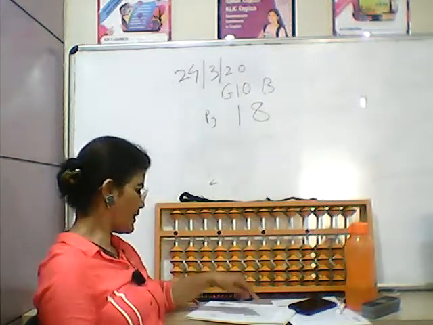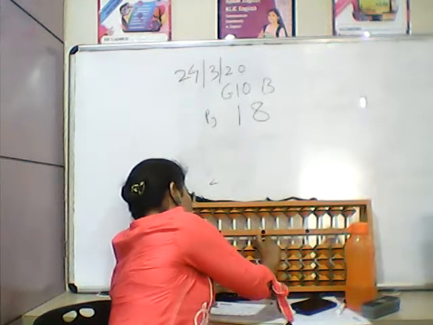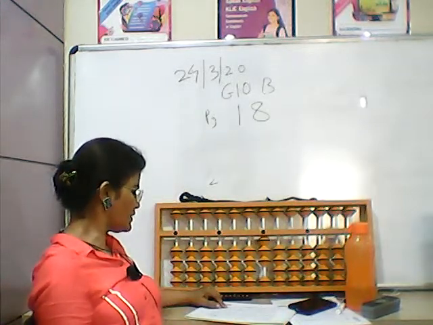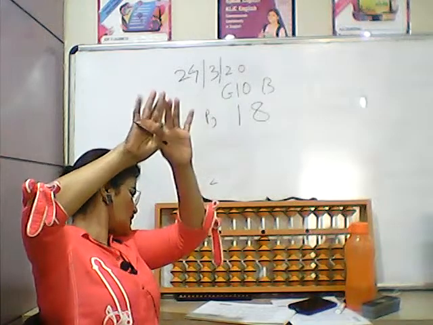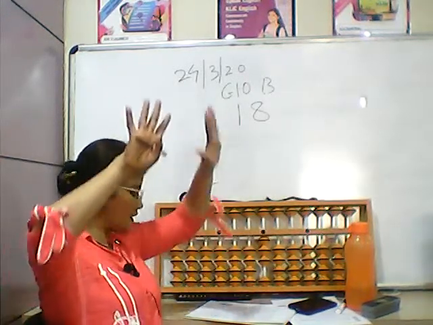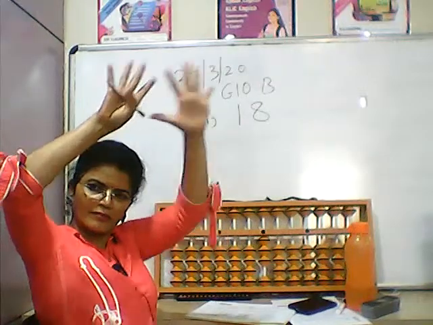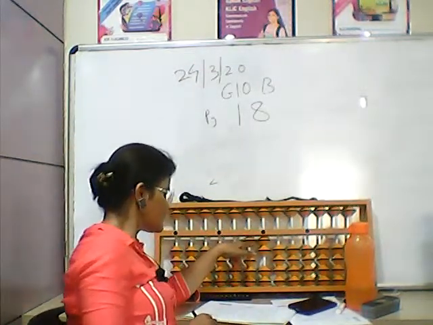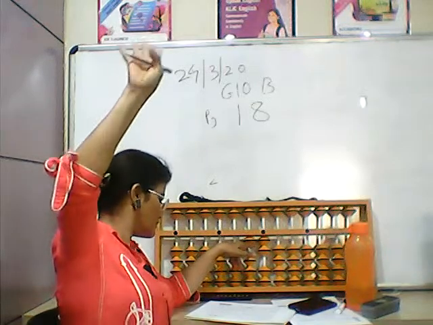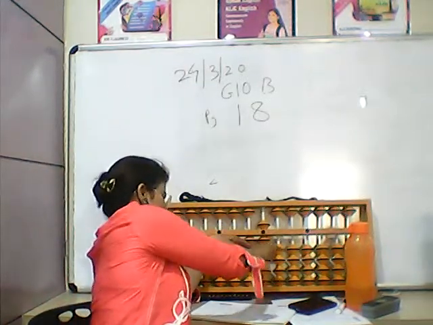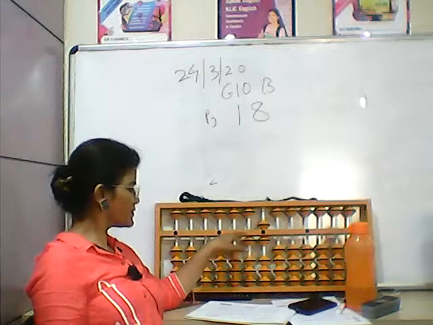Second sum. Page number 18. Second sum. 3, right sum. 3 builds up. 9. Can you plus 9? Directly no. So show 9. Minus 1, plus 10, minus 1, plus 10, plus 4, plus 5, minus 1. That is 16.